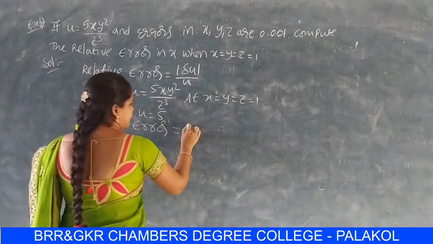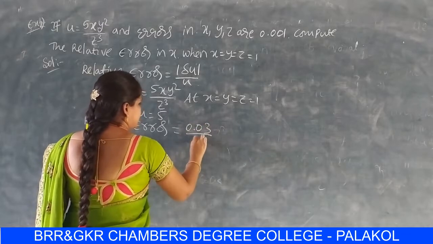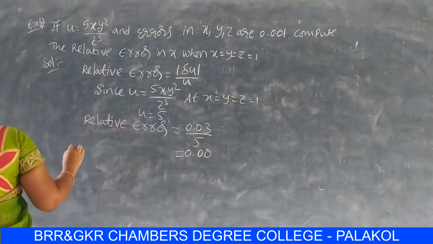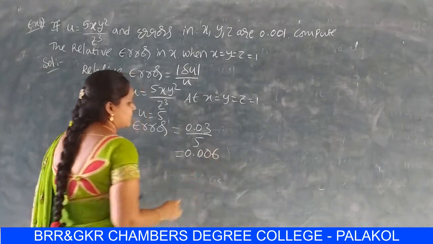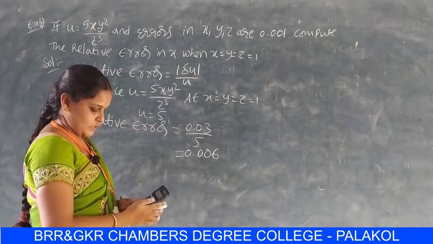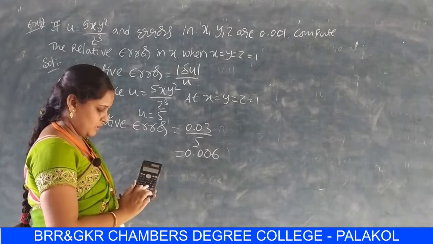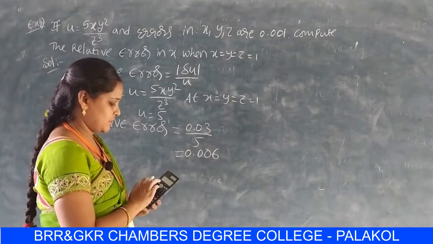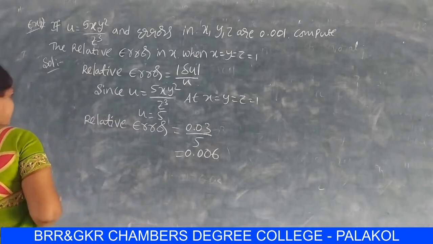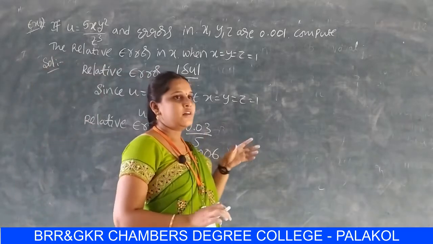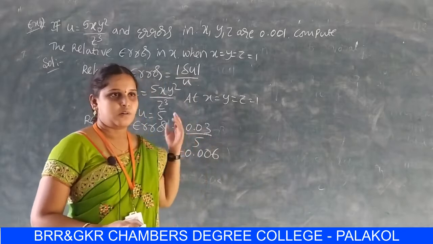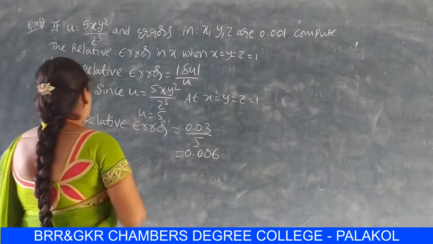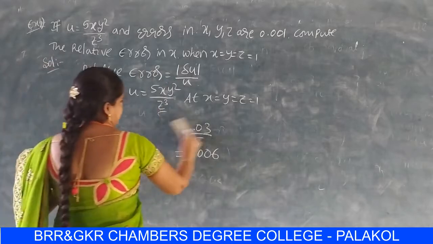Delta u's value is nothing but 0.03 divided by 5. So it is 0.006. Once check on the scientific calculator: 0.03 divided by 5, this value is 0.006. So this sum is also complete. In the general error formula, the two examples are also complete. Now there are different types of formula in this relative error and percentage error.